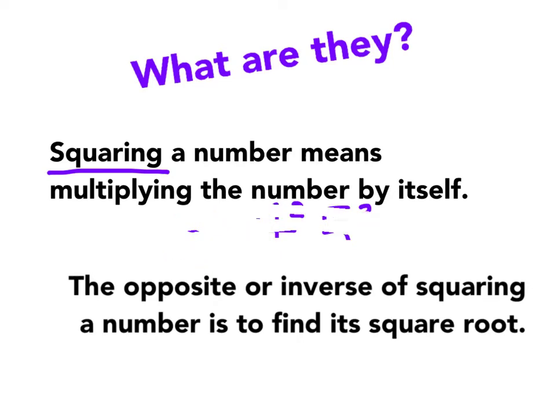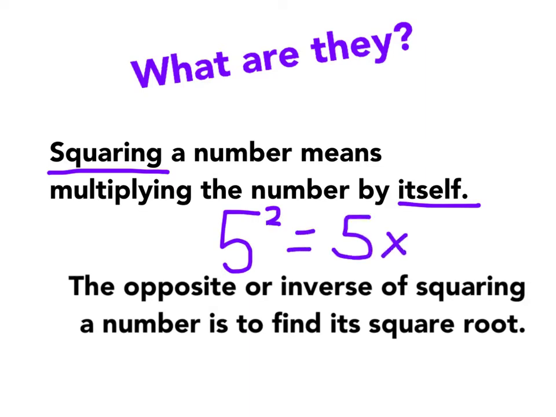The main thing to remember, guys, is that when you see a number like 5 squared, this 2 represents squared, not multiplication. That's the biggest mistake most people make. They think that's 5 times 2. No, no, no. Squaring means multiplying a number by itself. So 5 squared is equal to 5 times 5. That's really important. Do not get that confused. That is not 5 times 2, that is 5 squared, which means I'm multiplying 5 by itself.